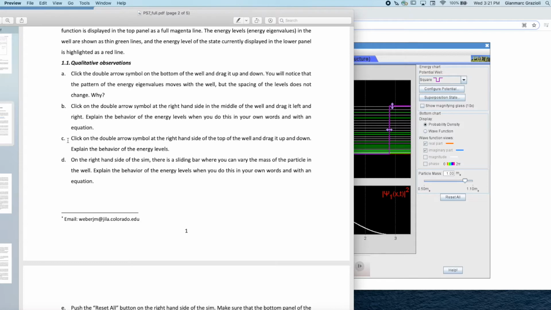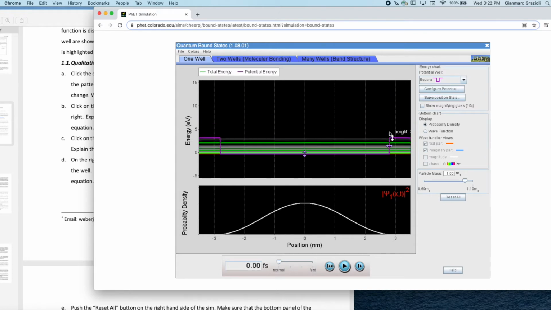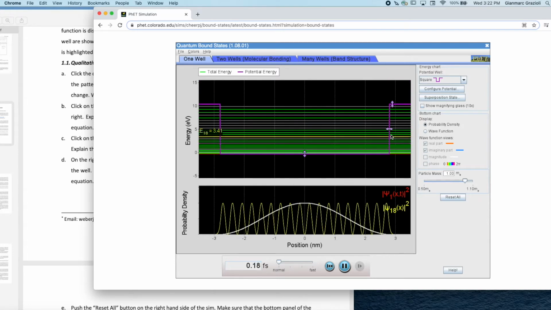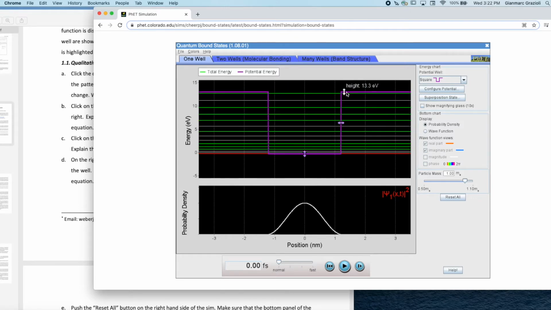Okay, part C. Click on the double arrow symbol at the right-hand side of the top well and drag it up and down. Okay, I've played around with this a little bit already, but let's do it again. So if we bring this up and down, this adds more energy levels as well, but it adds more energy levels by making higher energy states, right? So basically, if we increase this, the box is stronger, right? We have this box, and we're talking about a one-dimensional box here. So think of it like a pipe that's infinitesimally skinny. A particle can only move along one dimension, left to right, that's all it can do.